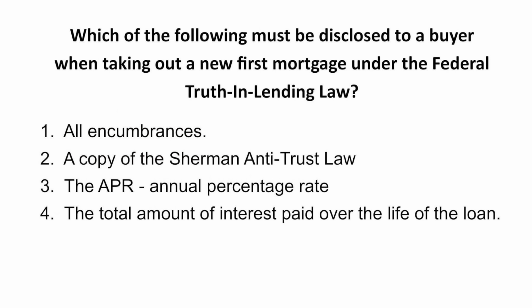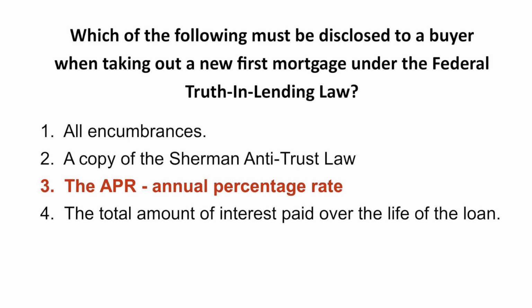Next question. Which of the following must be disclosed to a buyer when taking out a new first mortgage under the federal truth in lending law? Number 1, all encumbrances. Number 2, a copy of the Sherman Antitrust Law. Number 3, the APR, the annual percentage rate. Or number 4, the total amount of interest paid over the life of the loan. And your answer is number 3, the APR, the annual percentage rate.